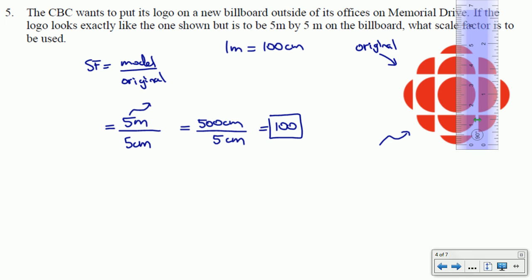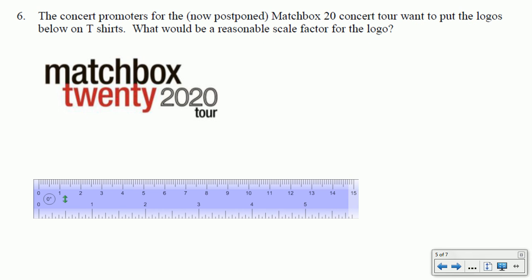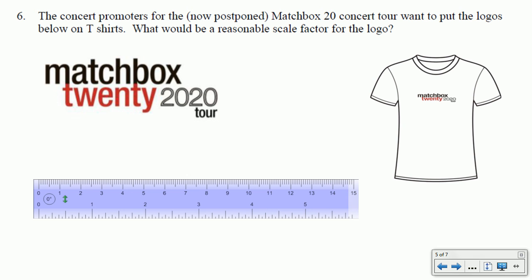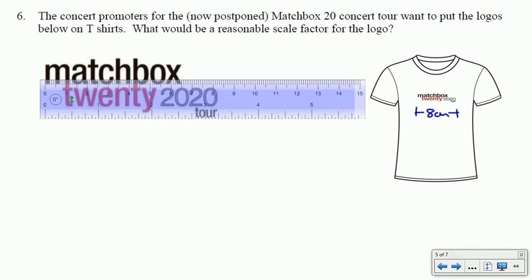For question number 6, the concert promoters for the now postponed Matchbox 20 concert tour want to put the logos below on t-shirts. What would be a reasonable scale factor for the logo? Depending on the size of the t-shirt, this might end up being something like 8 centimeters wide as measured on an actual t-shirt. And if we measure the width of this logo as it is on the screen or on your page, it looks to be about 8.2 centimeters wide.